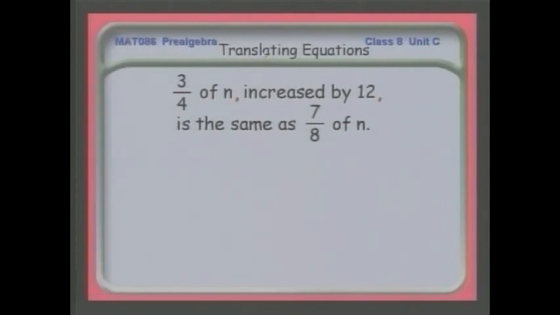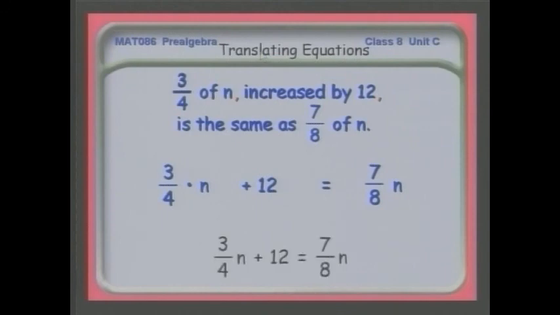Let's look at this just slightly differently. 3/4 of n, comma, increased by 12 is the same as 7/8 of n. 3/4 of n, the unit, increased by 12 is equal to 7/8 of n. That gives us this equation, which leads to a result that's quite different from the first.